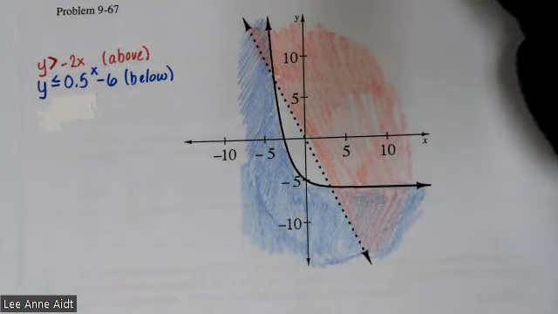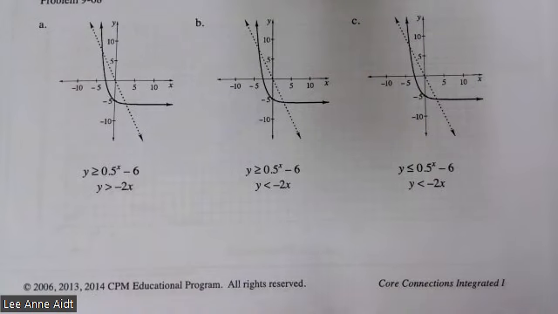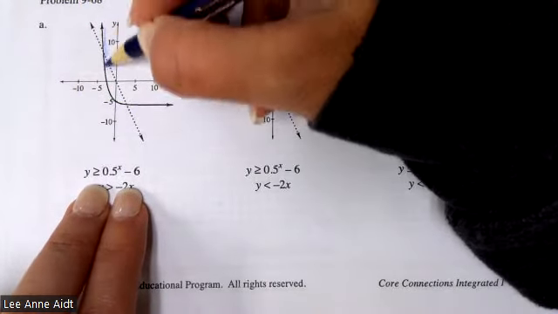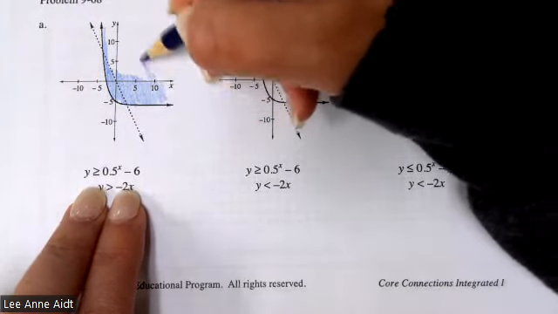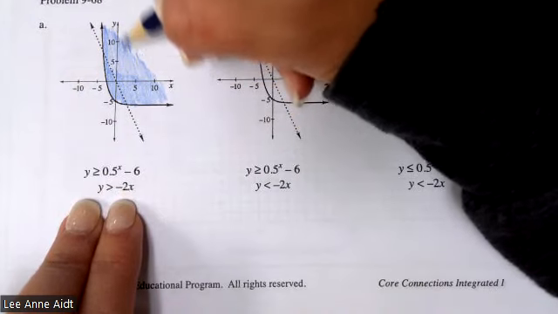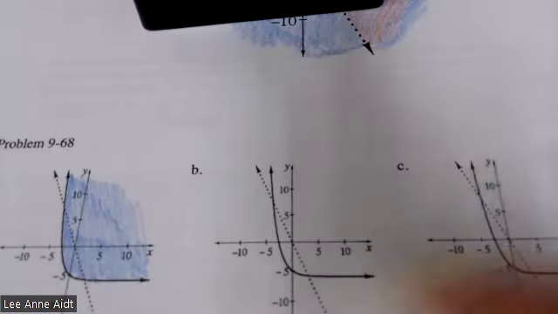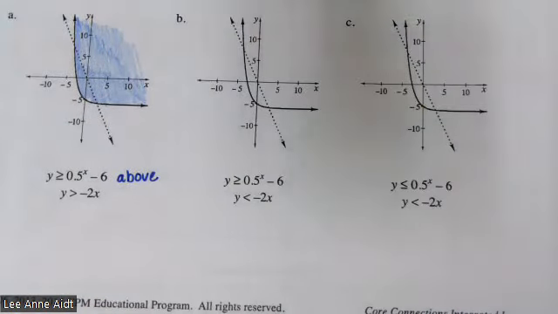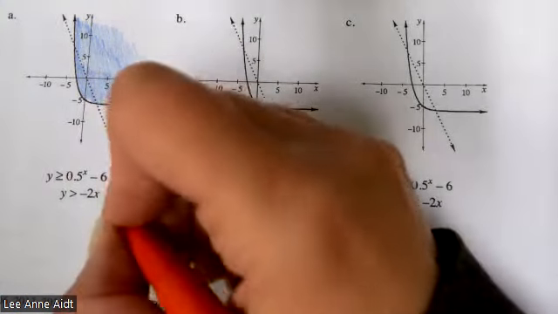And we have some baby ones. Now what they did was they changed the inequality, so we have to change our shading. So the curve is blue, right? Okay, so this one is saying greater than or equal to the curve. So I need to shade above the curve. And then this one is saying greater than the line, so above the line.